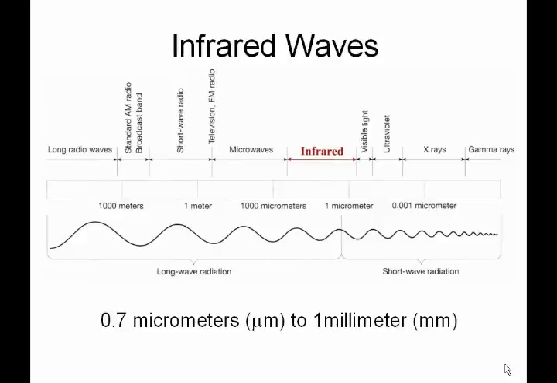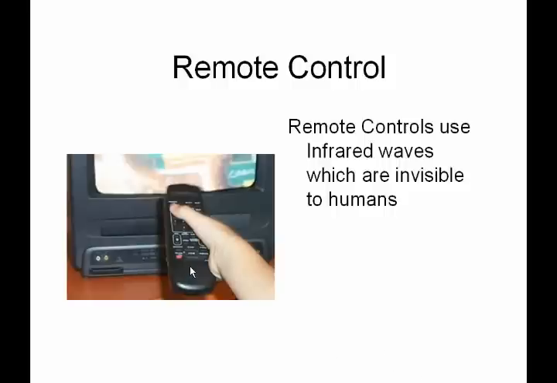Infrared rays are next. Infrared goes from 0.7 micrometers down to 1 millimeter. We use infrared for remote controls. Now these are invisible rays, so we cannot see them. There's a certain frequency of infrared rays that we can feel as heat if they're quite intense.